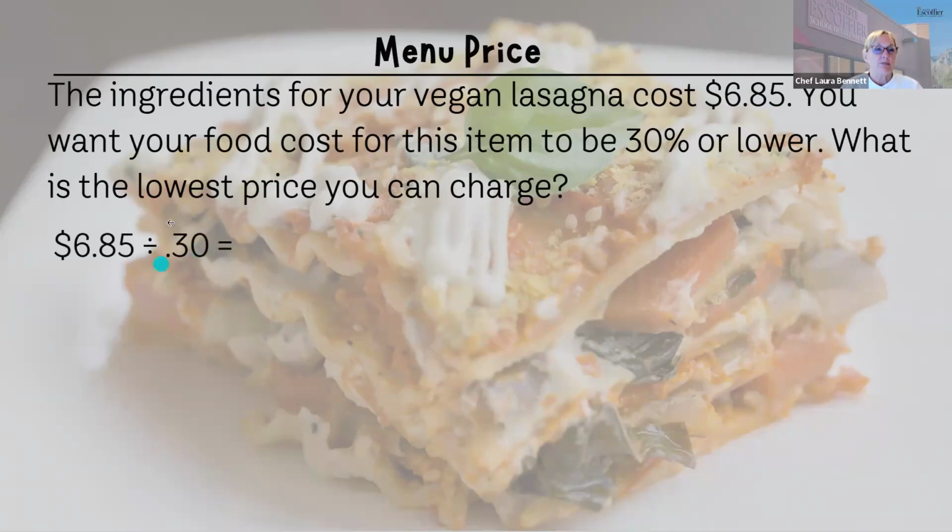$6.85 divided by 30%. Now, if you do not have a percentage sign in your calculator, no problem. All you have to do is change that 30% to a decimal, which is simply 0.30. So $6.85 divided by 0.30 gives me this number right here, and I'm going to round it to the nearest cent, which is $22.83. That's my menu price right there.